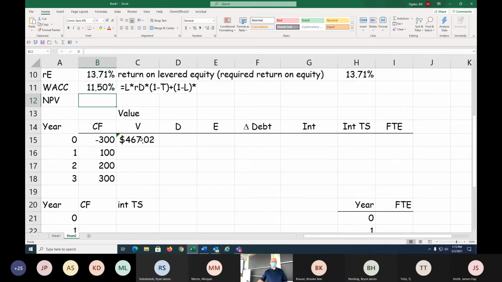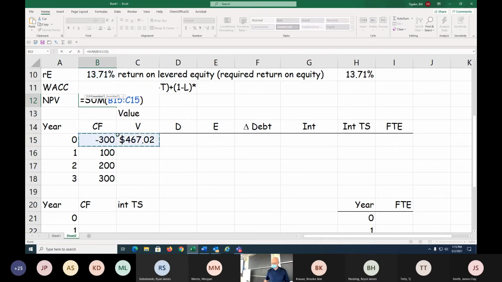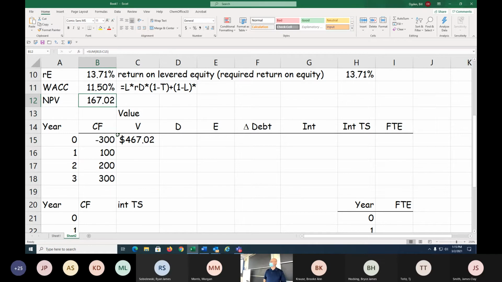This is the present value of cash flows 1 through 3. This is cash flow 0. Add them together, so I come here and do auto sum, and I highlight these two. Oh, it's a very positive NPV, isn't it? So we would accept this project, wouldn't we? Now we are going to value it using 2 other methods, and we need a number of other numbers in order to complete those measures.